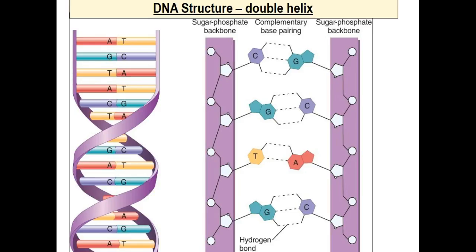And so here you can see this hydrogen bonding between the base pairs according to the base pairing rules, and the hydrogen bonding of the nitrogenous bases forms the ladder that you can see on the left-hand side of the slide, the rungs of the ladder. The sides of the ladder are formed by this sugar phosphate backbone that we looked at.